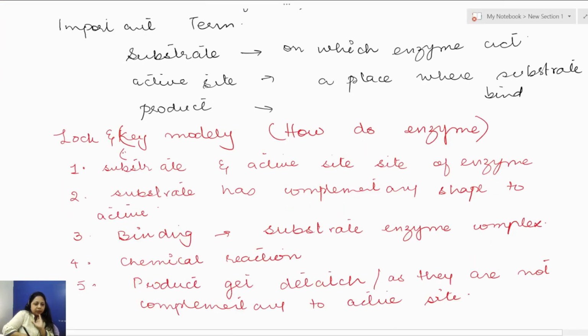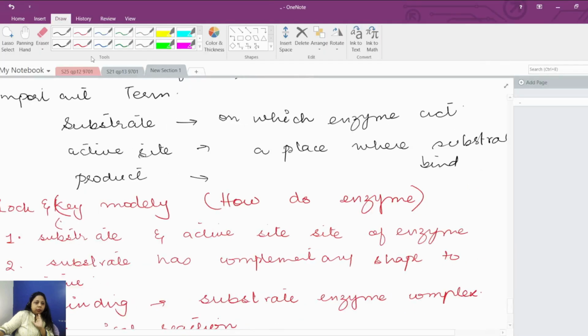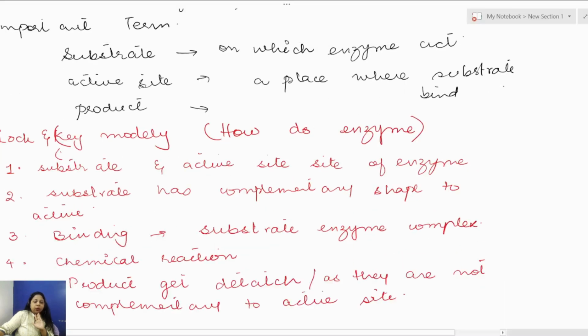Yes, we have to name whatever substrate is here. We will write here amylase. Starch would come near the active site of amylase. Then starch has a complementary shape to the active site of amylase. It will form an enzyme substrate complex. There is no need to change it.